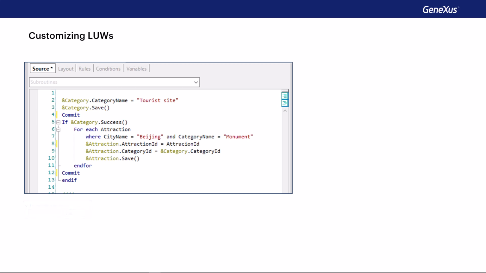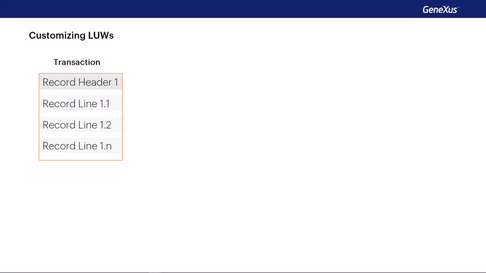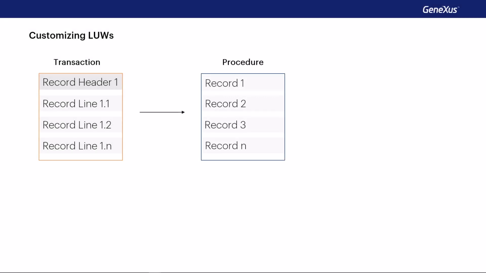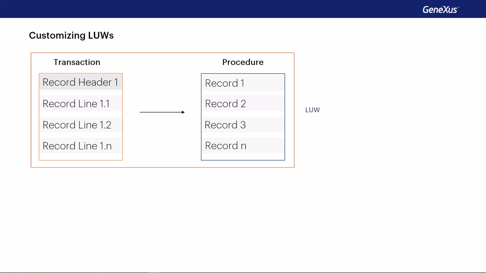If we need to invoke from a transaction A a procedure B that performs operations on the database, so that the updates of the transaction header record and all the lines, as well as all the records of the procedure, make up a single LUW, and therefore, if the system crashes before completing everything, all the changes are undone, what should we program? There are several ways to do this.